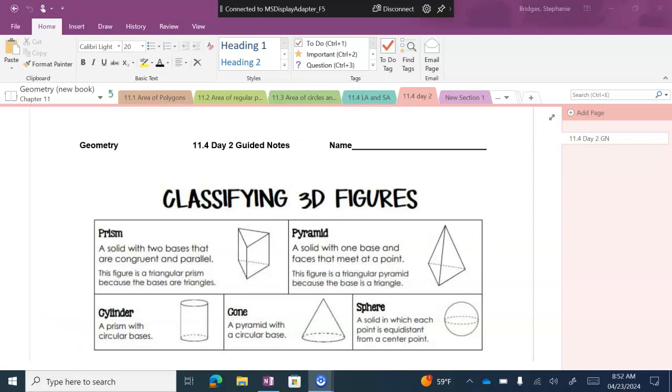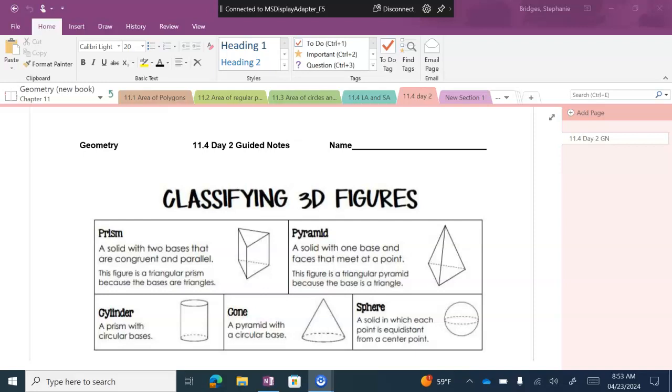So they're a little bit different in the formulas because they're a little bit different of a shape. If you'll notice, I still have the same picture that we had on the notes yesterday. Okay, so again, a pyramid and a cone. A pyramid is named after its base. So like this would be a square pyramid because its base is a square.